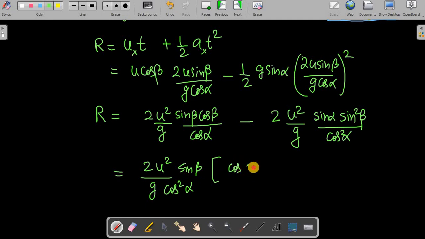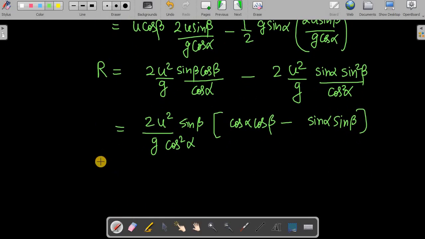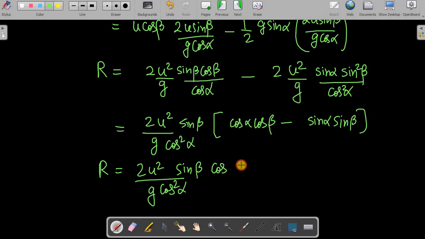We will get cos alpha cos beta, right? Here we have taken sine beta, so we will get sine alpha sine beta. So you can see that this is getting arranged into some terms. So range will become 2u square by g cos square alpha sine beta, and cos a cos b minus sin a sin b, so this will become cos alpha plus beta. Correct. This formula of range we can remember.